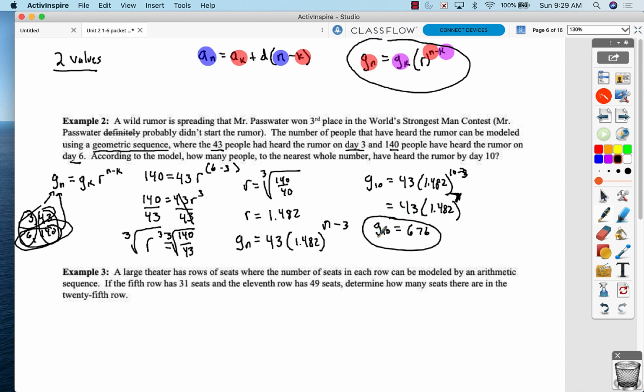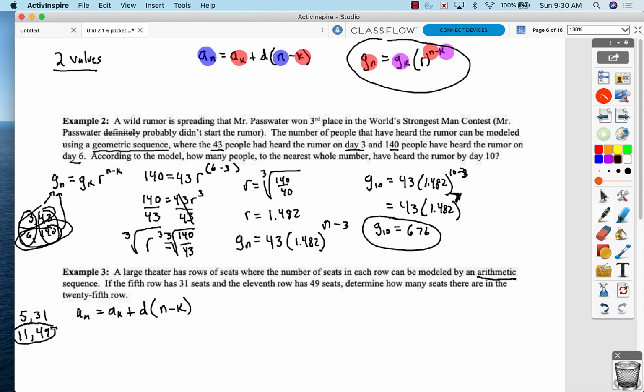Okay. Now we're going to use the same type of strategy down here. This has to do with the number of seats in the rows. But what do they say? They say arithmetic. So you're going to be using A of n, which is an output, equals A of k, which is another output, plus d, which is the common difference, and then n minus k. So the same sort of idea here. I'm like, okay, the 5th row, that's going to be your input. There were 31 seats. The 11th row, there were 49 seats.